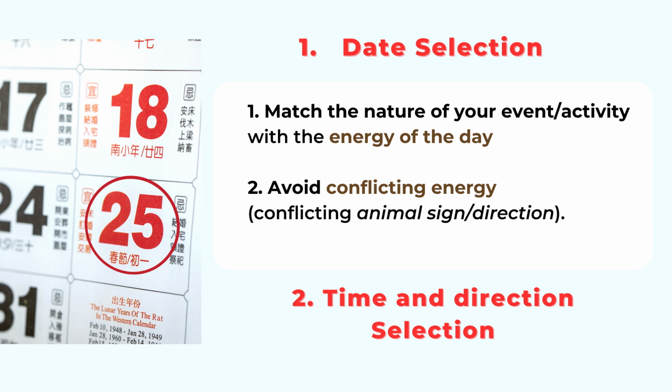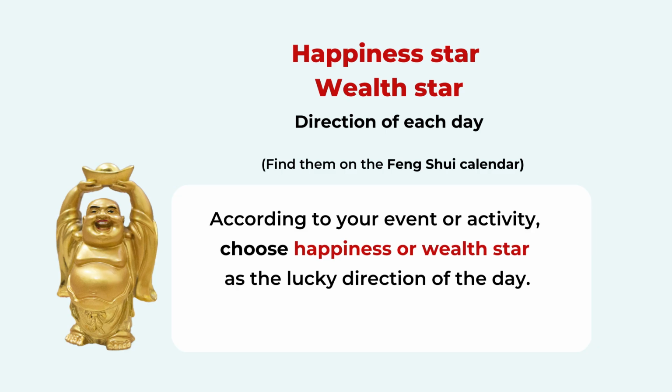And we check the conflicting animal sign of that day. If that day is conflicting with your animal sign, we should pick a different day. Once we pick our lucky dates, we can check the lucky timing of the day. And in many Feng Shui calendars, it shows the happiness star and the money star directions of each day.